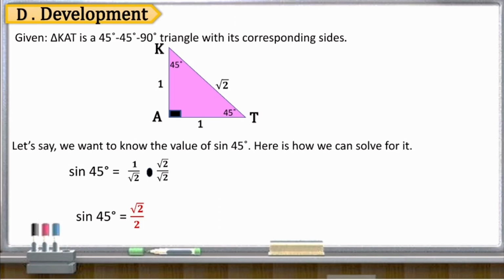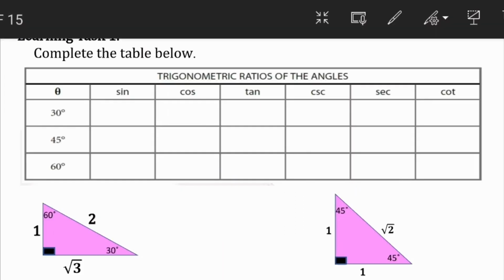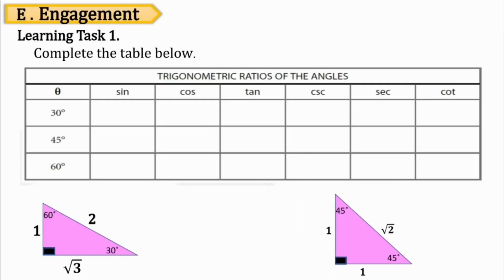Ngayon class, pwede nyo nang subukang sagutan ang learning task number 1 at learning task number 2. Pero huwag kayong mag-alala, bibigyan ko pa rin kayo ng example para mas madali nyo pa rin itong masagutan. So, sasagutan ko class yung sine 30 degree, cosine 45 degree, and tangent 60 degree. And the rest, kayo na class yung magsasagot.